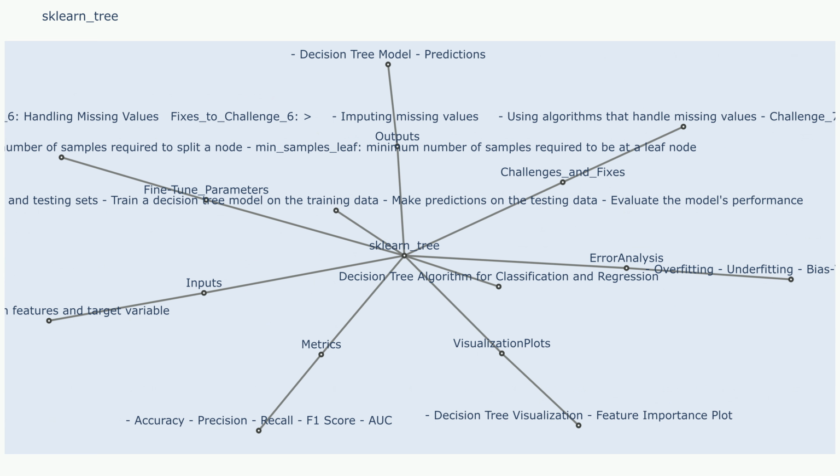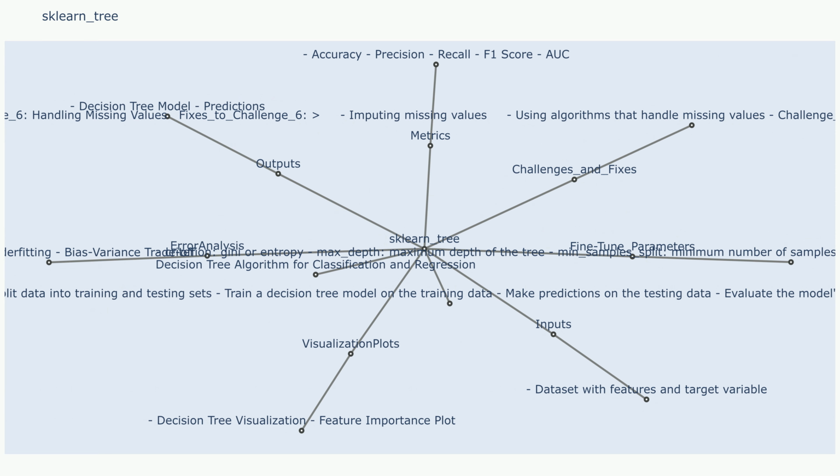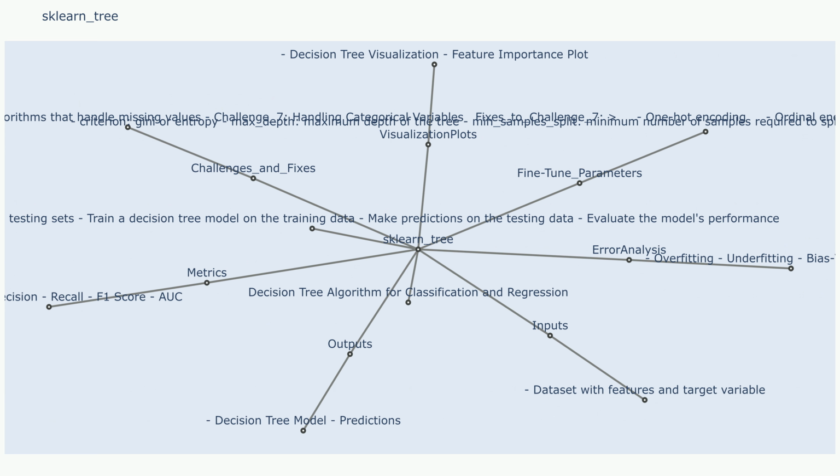Interpretability. Sample use case that resulted in challenge 3. Very deep and complex decision trees can be difficult to interpret, making it challenging to understand how the model arrives at its predictions. Fixes to challenge 3. Use visualization techniques to help understand the tree structure. Limit the depth of the tree to make it more interpretable.